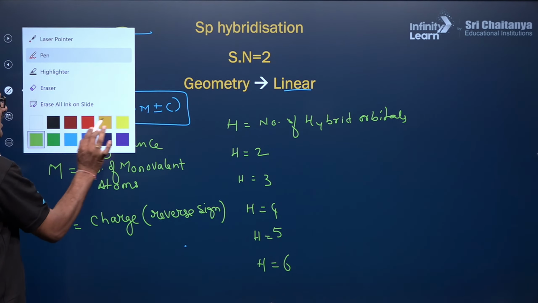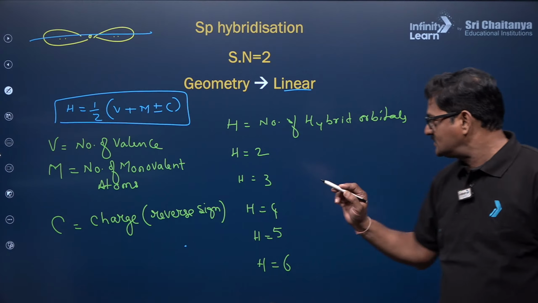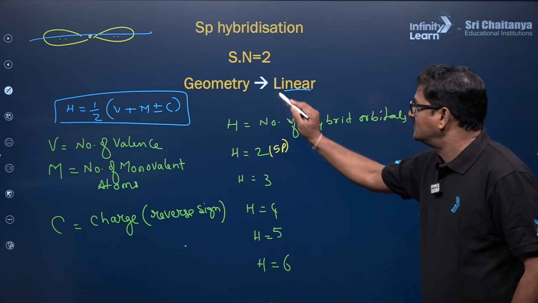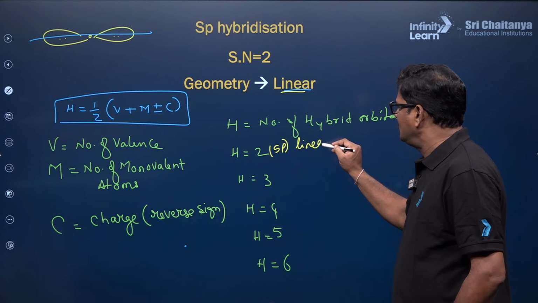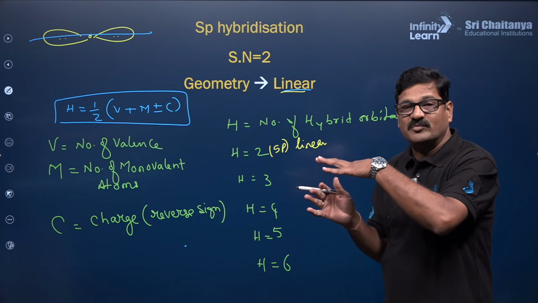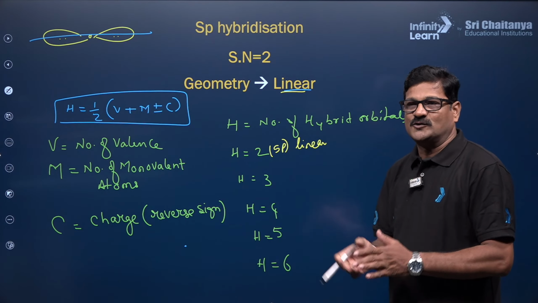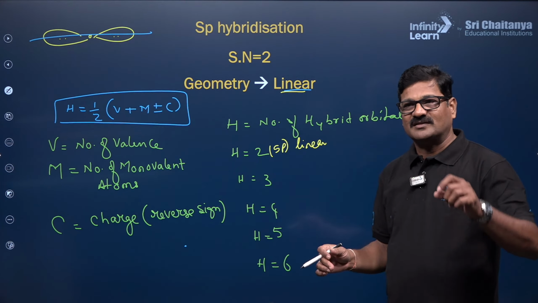उसमें मैं क्या बोलना चाहता हूँ? H is equal to 2 indicates this is sp hybridized. जब sp hybridized आता है ना, it is linear. Simple, it is linear. This is how we connect the hybridization to give the shape and the geometry of the molecule. So, in today's class, we are discussing VSEPR theory hacks to find the shape of the molecule.